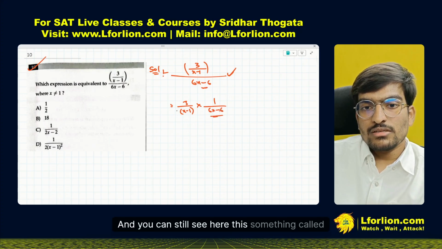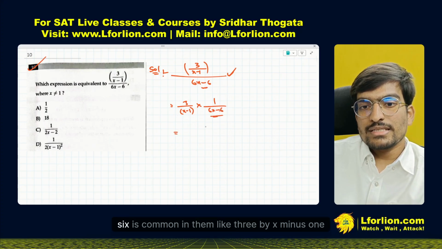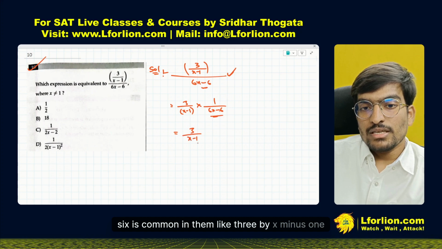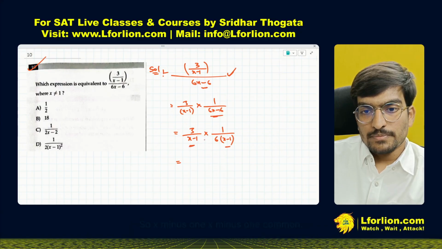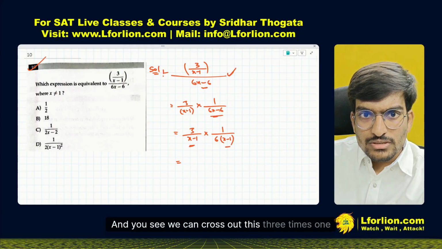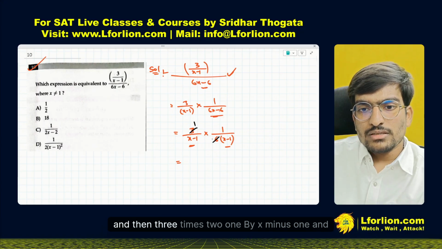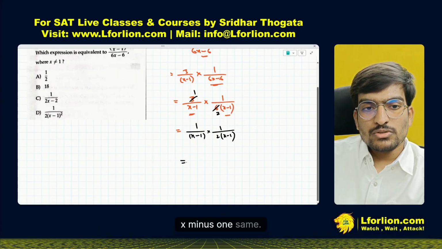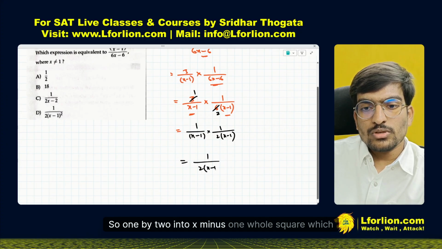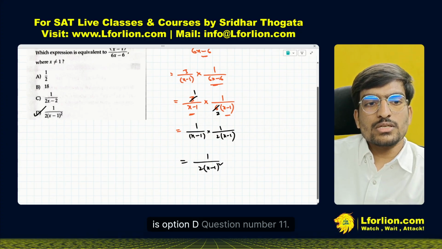And you can still see 6 is common in them, like 3 by x minus 1 times 1 by 6 times x minus 1. So x minus 1 common. And you see we can cross out 3 with 6, 3 times 1 and 3 times 2, 1 by x minus 1 times 1 by 2 into x minus 1. X minus 1 is the same, so 1 by 2 into x minus 1 whole square, which is option D.